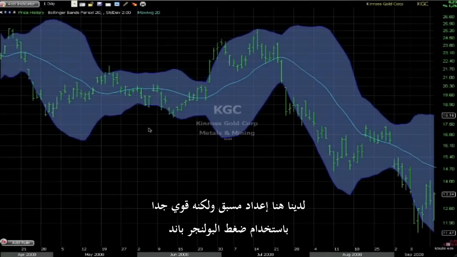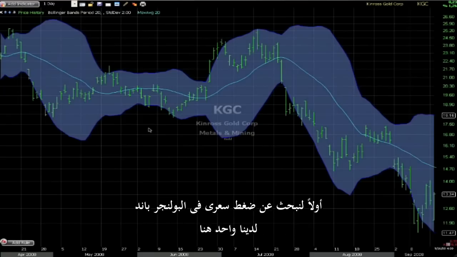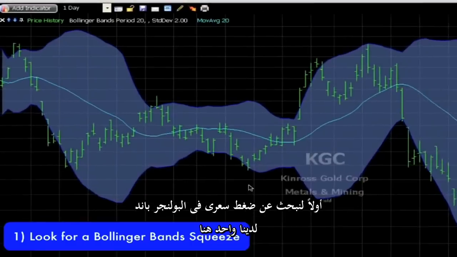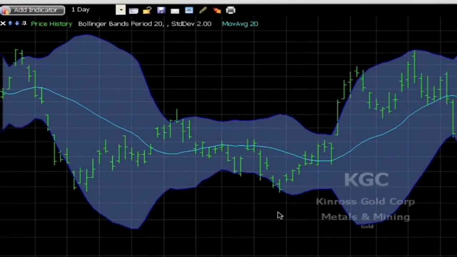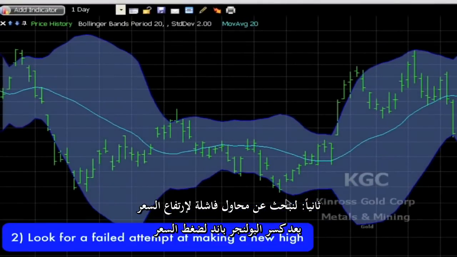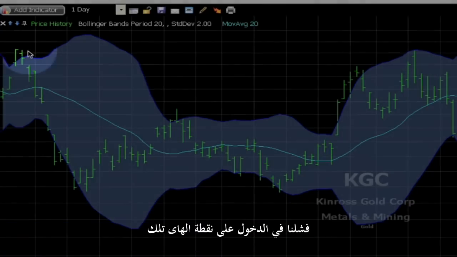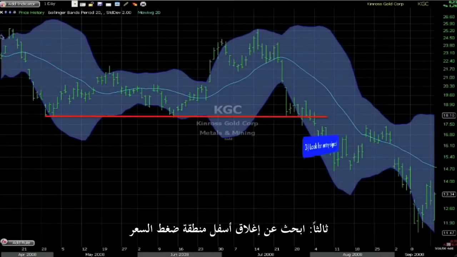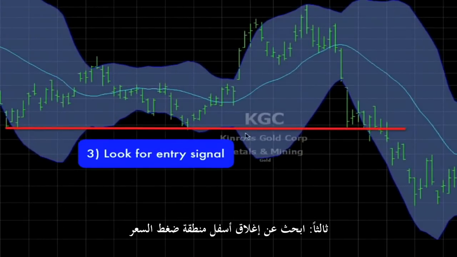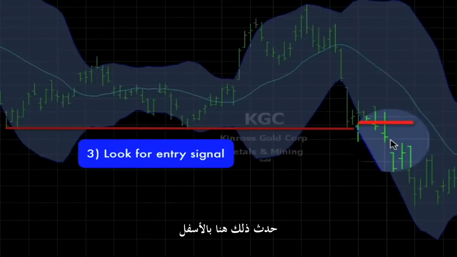Here's an advanced but very powerful setup using Bollinger Band squeeze. First, look for a Bollinger Band squeeze. We got one here. Second, look for a failed attempt of taking out a prior high after the Bollinger Band squeeze breakout. We're climbing here, but we failed to take out this high over here to the left. Third, look for a close underneath the Bollinger Band squeeze low. We have it occurring here.